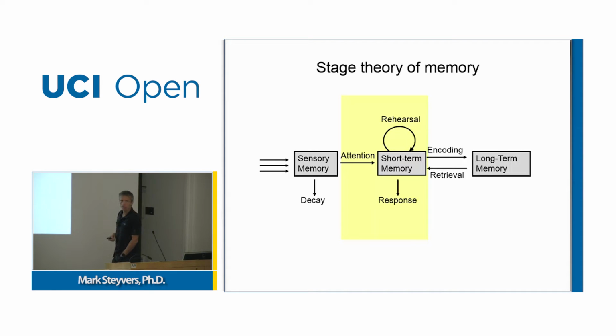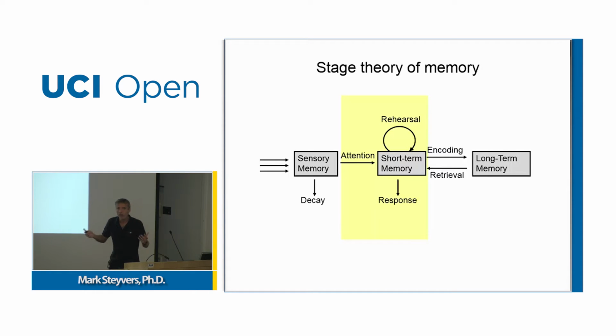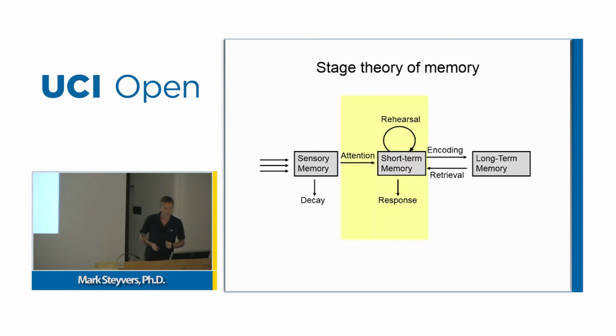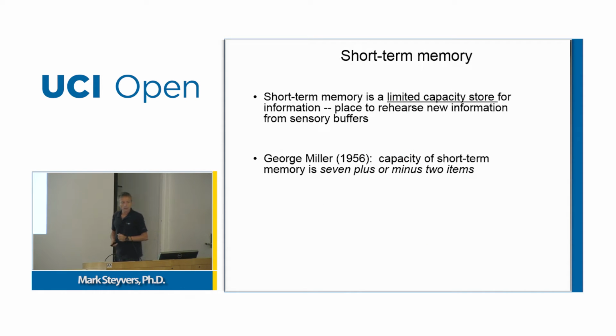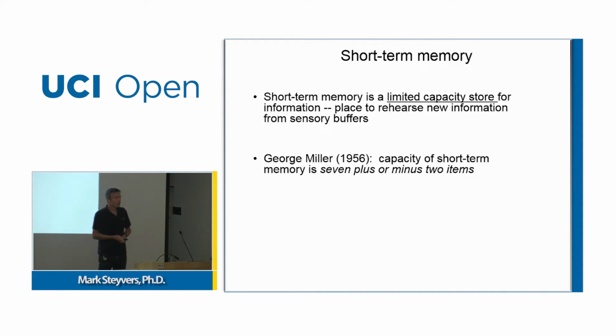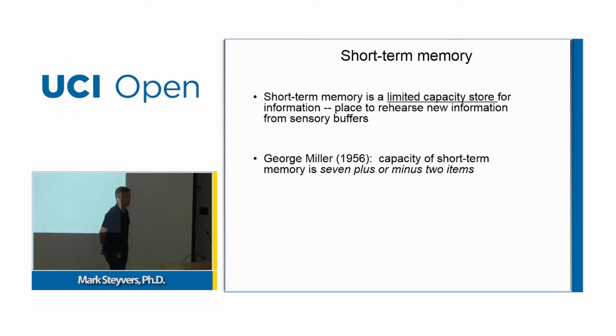And short-term memory is thought to be a very limited capacity system. You can only hold on to a few items at a time. And those items need to be rehearsed actively before they can be transferred to long-term memory. So short-term memory is a limited capacity store. And George Miller did research on estimating the capacity of short-term memory. And he came up with this famous number that you probably have heard before, 7 plus or minus 2.